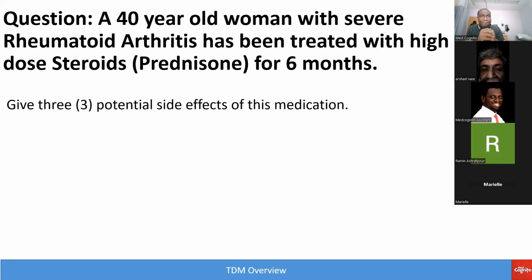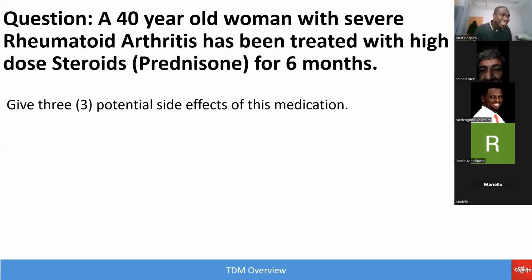A 40-year-old woman with severe rheumatoid arthritis has been treated with high-dose steroid, prednisone, for 6 months. Give 3 potential side effects of these medications. Beautiful. So a medication like opioids, a medication like steroids, you must know it. There are about 20 side effects of steroids. Dr. Bada, can you give me about 10 of them?